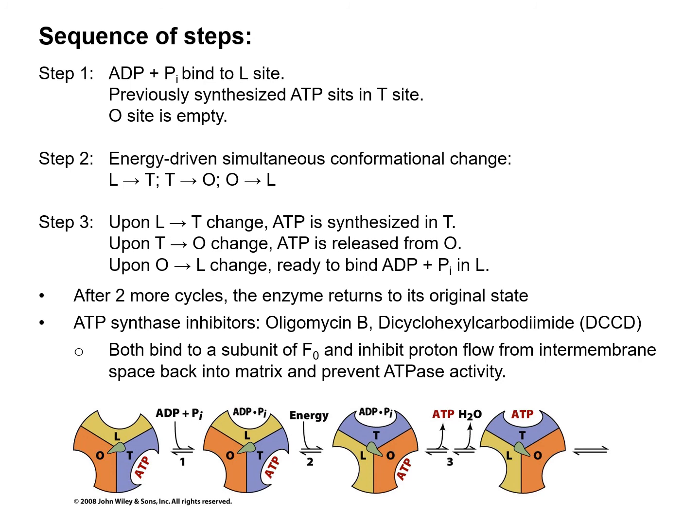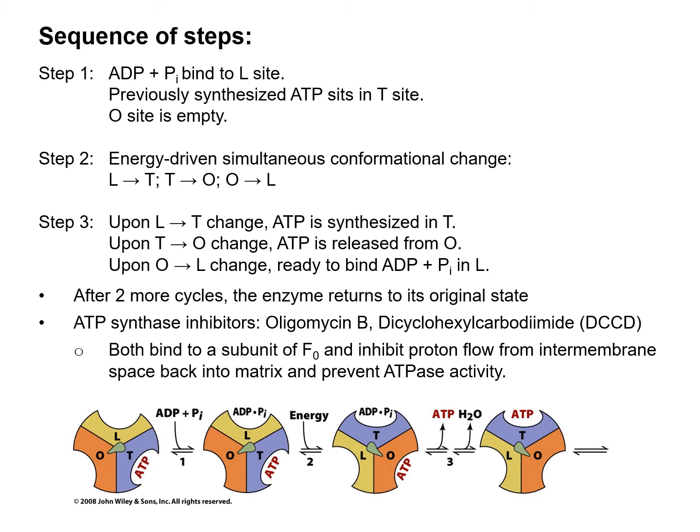Here's the sequence of steps for the ATP synthesis. In step 1, ADP plus inorganic phosphate binds to the L site, which is a loosely binding site, and the previously synthesized ATP sits in the T site, the tightly binding site, and the O site is empty. In step 2, there's an energy input, which drives the simultaneous conformational change of all these 3 protomers. So the L form changes to T form, the T form changes to O form, and the O form changes to L form. They all change state at the same time.